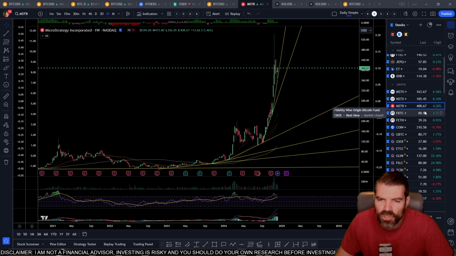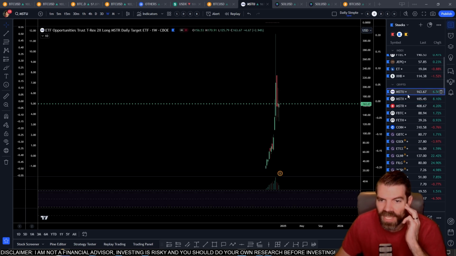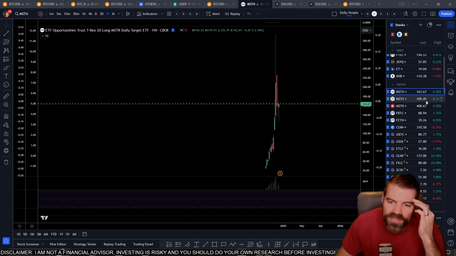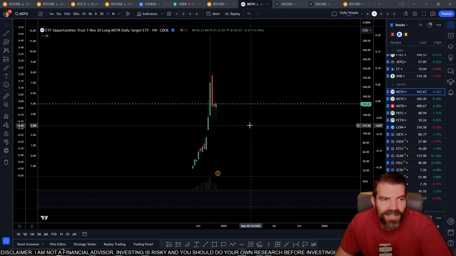MicroStrategy is kind of like 2x leverage Bitcoin, so that one's up 4%. And then MSTX is 2x leverage MicroStrategy, which is now up 8%, right? So 2, 4, 8, those are multiples. MSTU is lagging a tiny bit with only a 7% instead of an 8%. There's some fees and some other stuff they have to do.